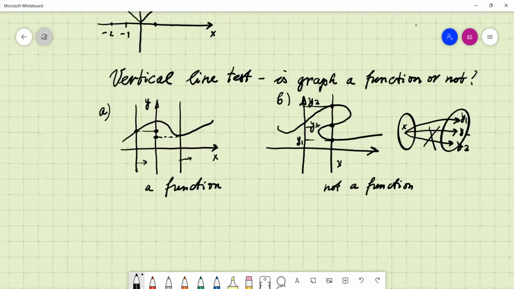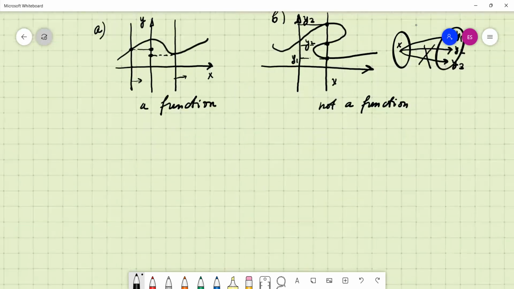I'm going to give you a couple of examples of real functions. These were fake functions, but now real functions. One is going to be a function, one is not going to be a function. So example number 1, I'm going to draw a circle. And a circle is something like this, right?